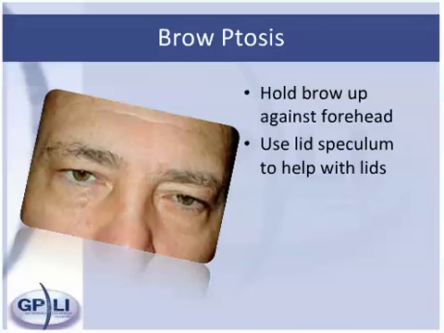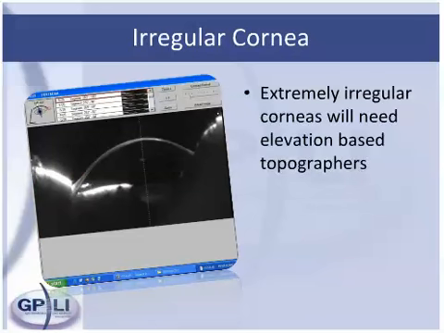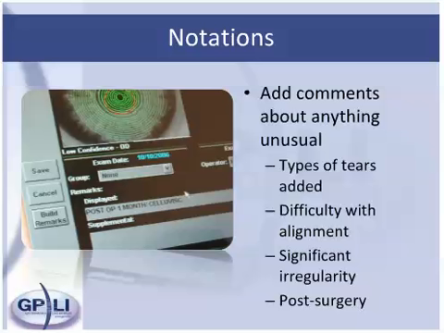When a brow ptosis occurs, place a hand on the forehead and lift up the eyebrows to get them out of the way for the topographer. A lid speculum may also be helpful with the eyelids. When the cornea is extremely irregular, a placido-based topographer may not capture an image, and an elevation-based topographer may be necessary. Don't forget to add notations into the notes field on your topographer.